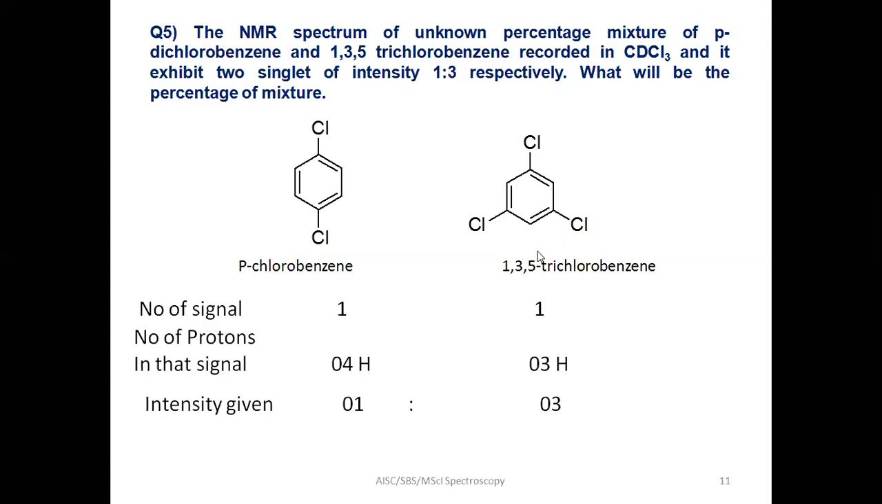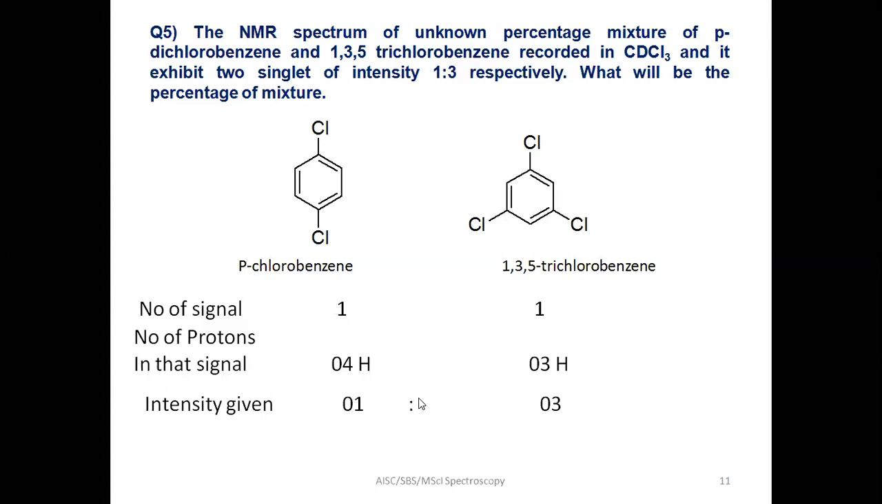So this is the structure, para-dichloro and trichloro. The number of signals, it is giving one signal because all 4 hydrogens are equivalent. In this also you are getting one signal. The number of protons on that signal becomes 4 hydrogens. 4 hydrogens giving one signal, this 3 hydrogens giving 3 hydrogens. Therefore, the intensity given is 1 to 3, that is from your data.